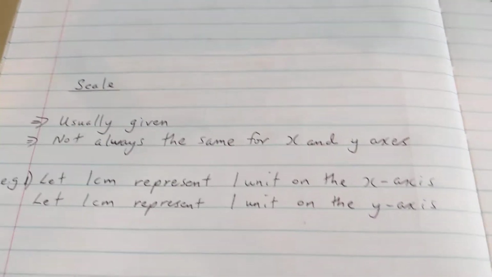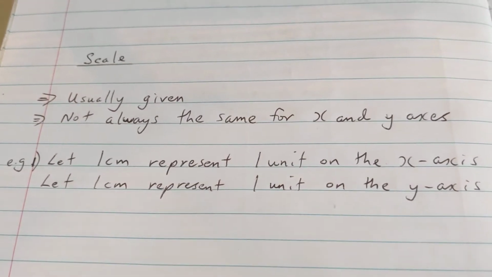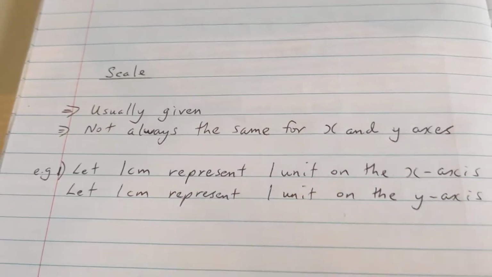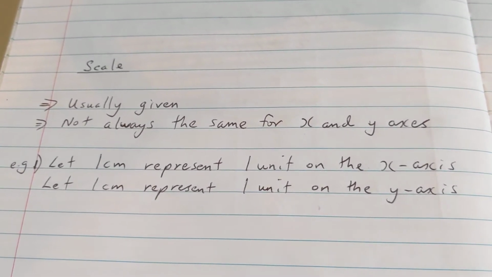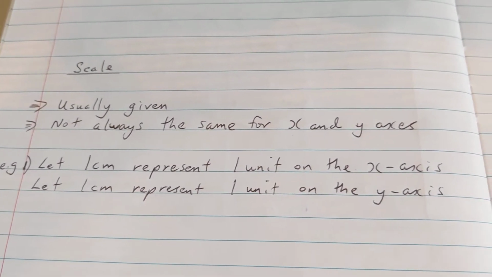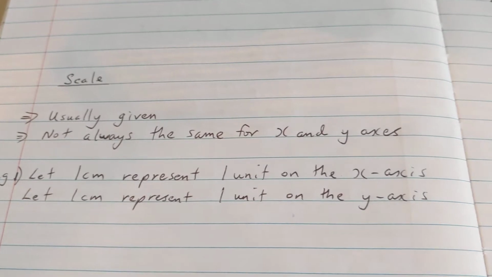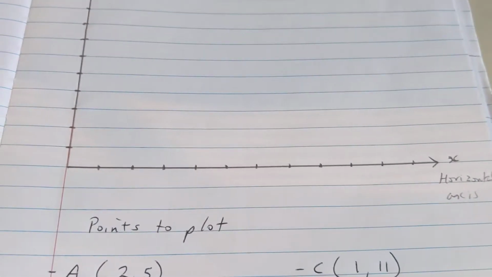So let me look at how they will present a scale if you have to do it from scratch for yourself. So we have here, let 1 centimeter represent 1 unit on the x-axis, and 1 centimeter represent 1 unit on the y-axis. So the scale is the same for both of them. So let me see what that means. So 1 centimeter in terms of the graph page, I try to make it as close to it as possible here.